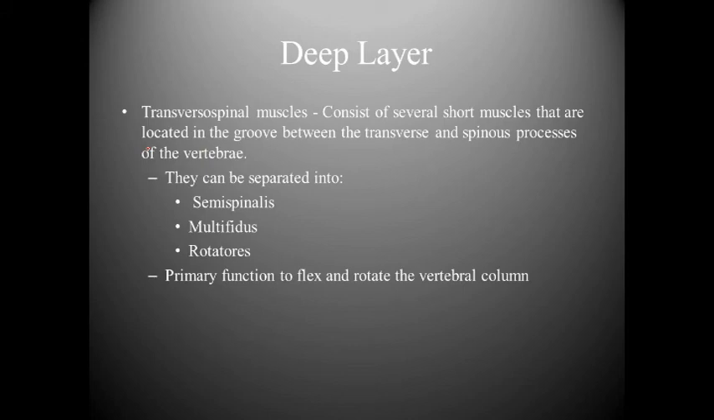The deep layer, the transversospinal muscles, consist of several short muscles that are located in the groove between the transverse and spinous processes of the vertebrae. They can be separated into the semispinalis, multifidus, and the rotatores, and the primary function is to flex and rotate the vertebral column. So once again, just know the function.